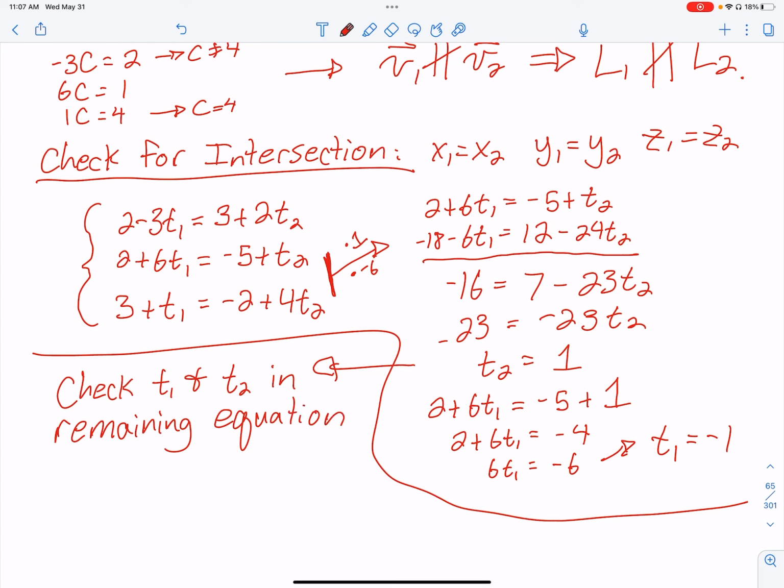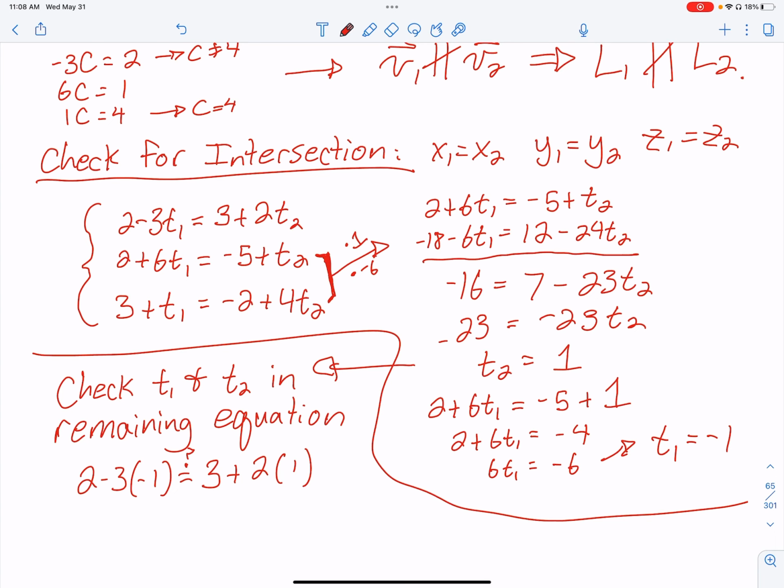Right? If I plug into the remaining equation, remember we used these two. So I go to that top one, 2 minus 3, and I got to plug these in. All I'm doing is checking. If it validates the equation, that's where they intersect. If it doesn't validate the equation, then they're skew lines.